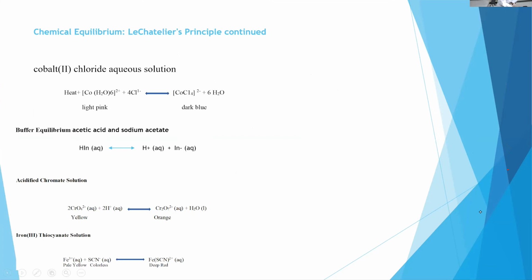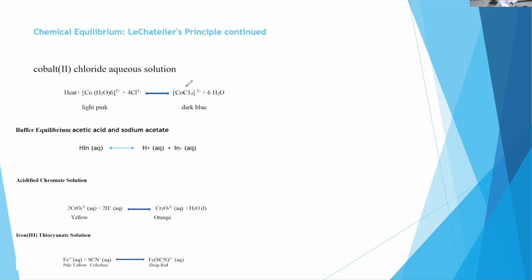In this experiment, we have 4 different reactions which you are going to study. For Le Chatelier's principle, you have a reaction of cobalt chloride in aqueous solution. Cobalt chloride in aqueous solution is going to be a light pink color. If you add chloride ion at a high concentration, chloride is going to replace the water and give a dark blue color. So it goes from pink to blue, so there would be a color change.